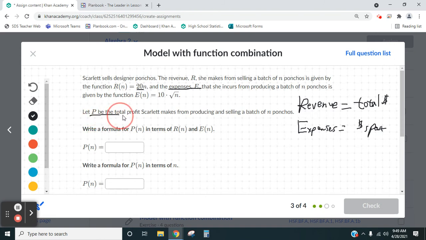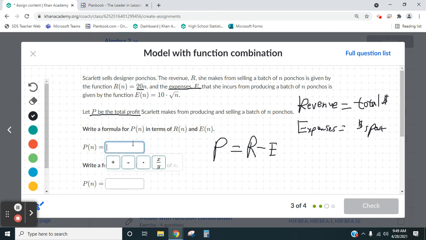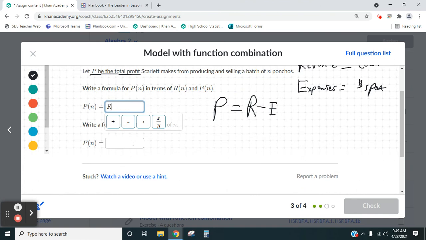It says P is the total profit. What's profit? Good. Profit is revenue minus expenses. That's correct. It's the amount of money you bring in minus the amount of money that you spend. Yeah? Okay. So that's profit. So it's often a confusing thing for people. Profit and revenue get screwed up quite often. All right. So in this case, we're just going to subtract revenue minus expenses. And then I'm not going to do the second part.